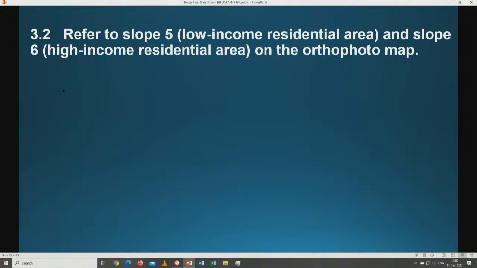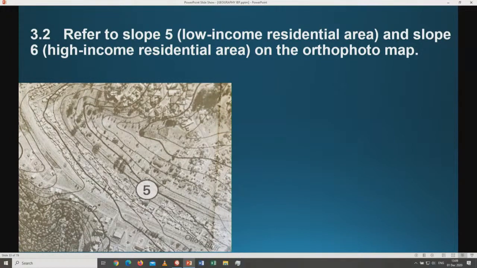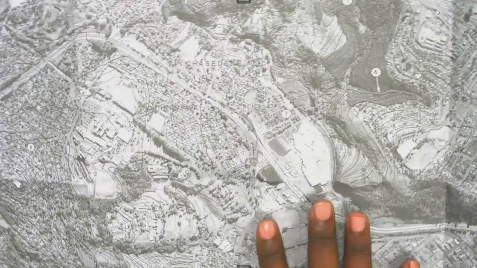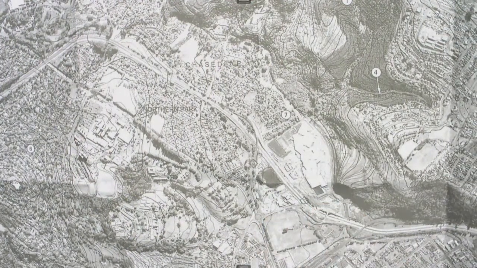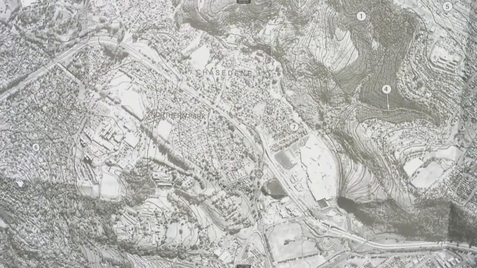Refer to slope 5, which is the low income residential area, and slope 6, which is the high income residential area on the orthophoto map. This question is from the Pietermaritzburg question paper. Now let's open our Pietermaritzburg question paper and see. All right, this is the Pietermaritzburg question paper. This is the orthophoto map. They say we must refer to landform 5 and 6 on the orthophoto map.